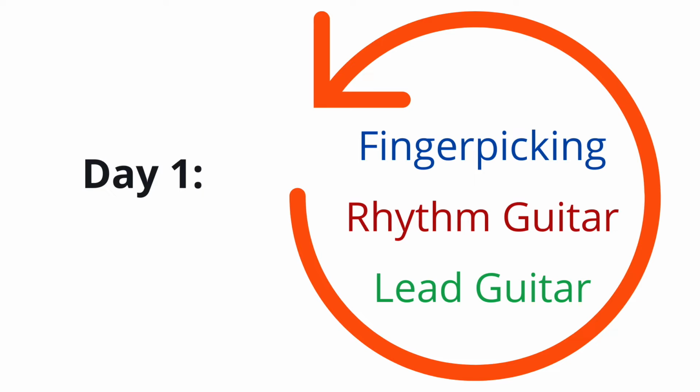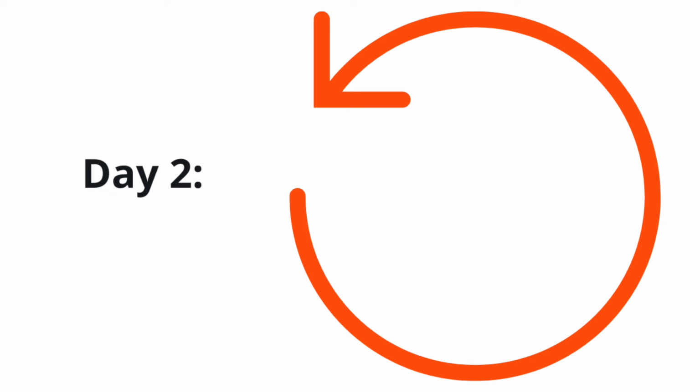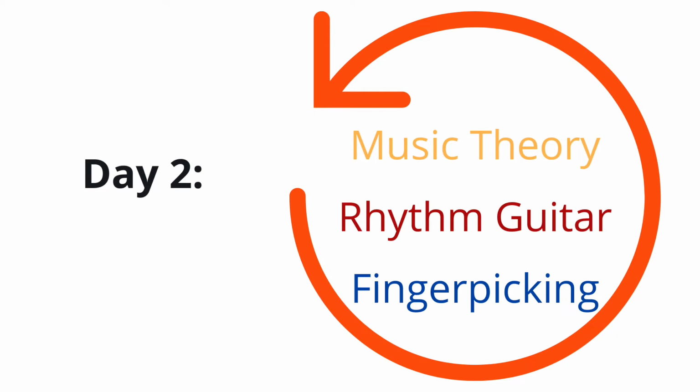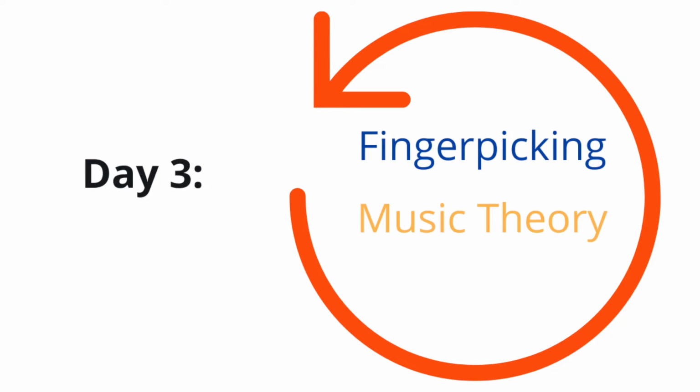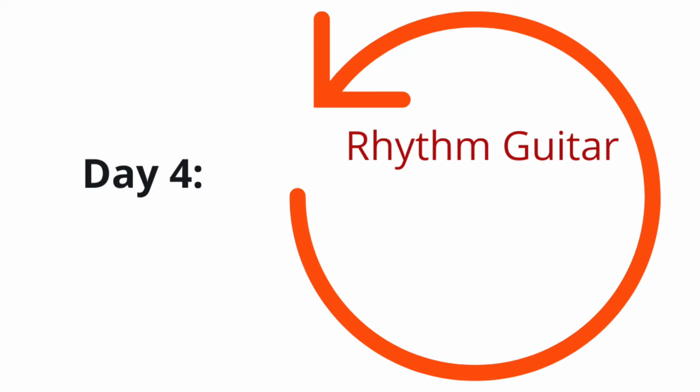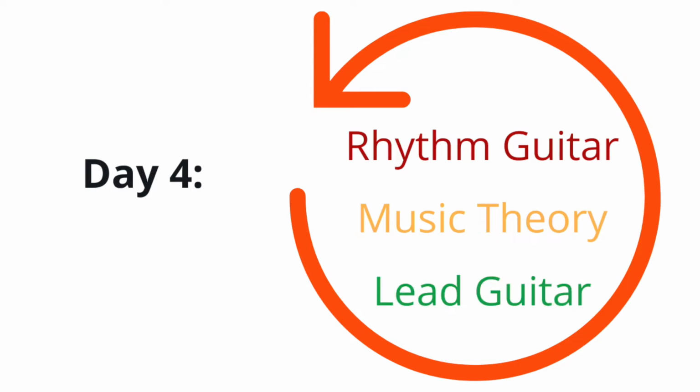So let's say on day 2, you rotate through music theory, rhythm guitar, and finger picking. They're going to be the 3 categories you cover on day 2. So some cross over from day 1 and some don't. We've got the addition of music theory here. We've taken out lead guitar for day 2. Day 3, finger picking, music theory, lead guitar. Lead guitar comes back, rhythm guitar sits out. And day 4, rhythm guitar, music theory, lead guitar.